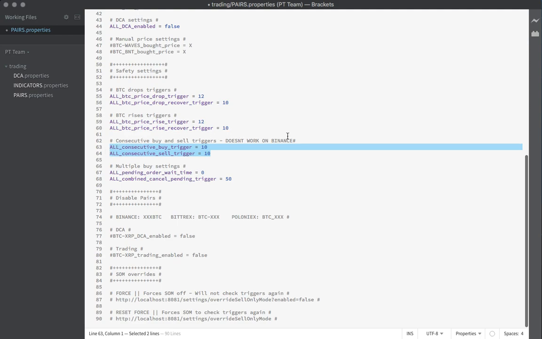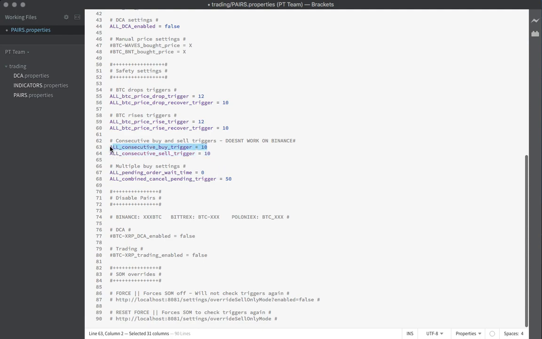Consecutive buy and sell triggers. These do not work on Binance. So what these are is if the bot has bought a set number of buys without any sells in between, it goes into sell only mode. And also with the sell trigger, it's the exact opposite. If it sells a set amount of coin pairs with no buys in between, it goes into sell only mode. You set how many buys and sells you want, and then it'll follow that.